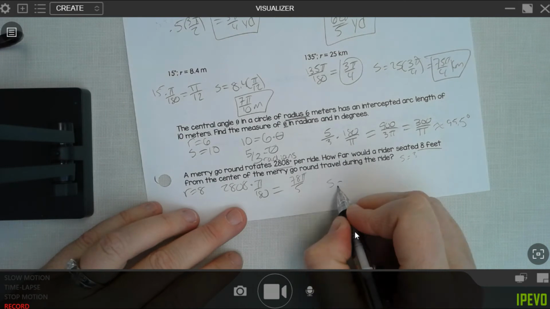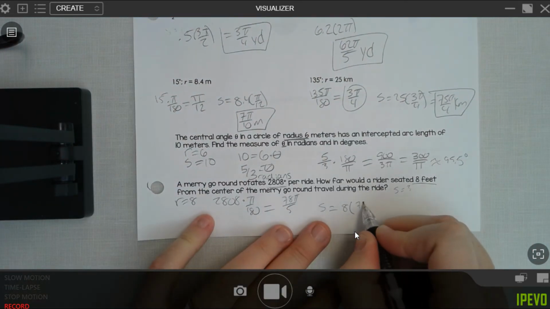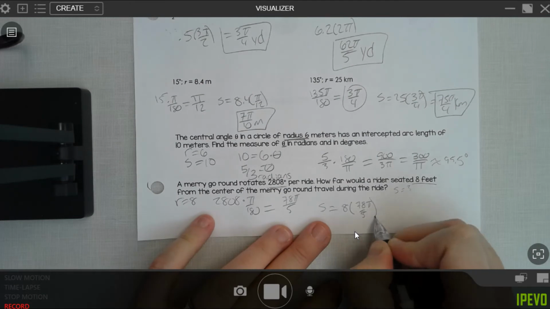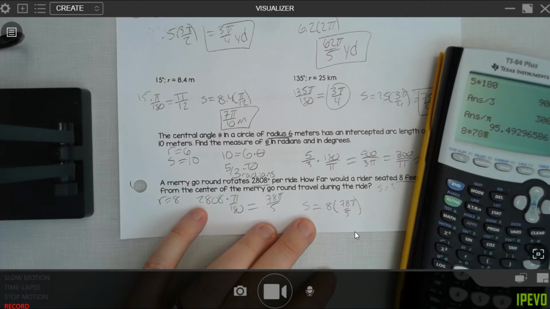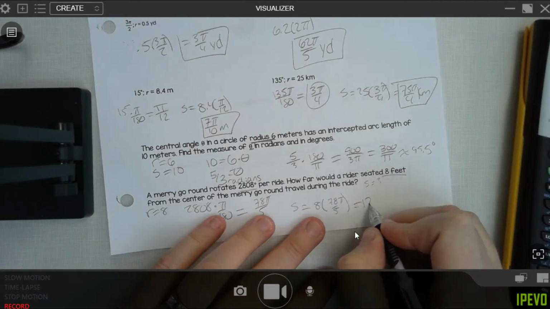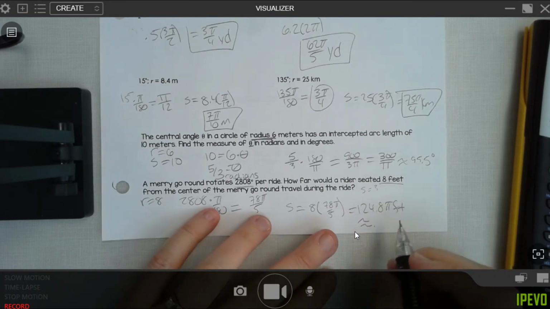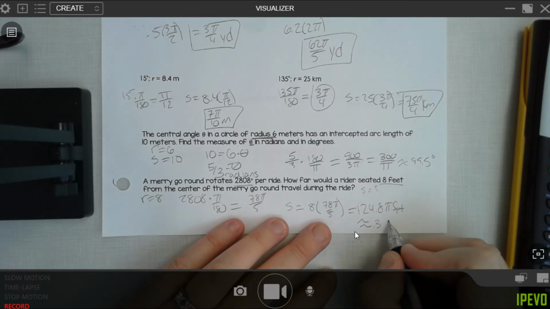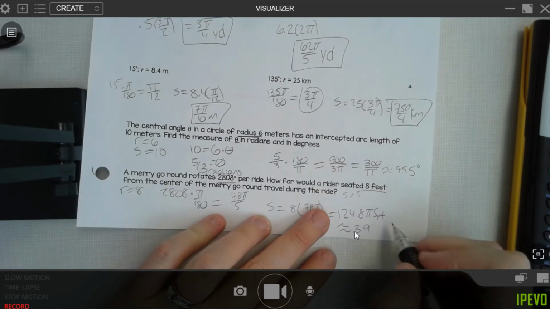So then S would equal r, the radius, times the 78 pi over 5. So we get 8 times 78 divided by 5. So it is exactly 124.8 pi feet. But we wouldn't say that in real life. We would say it's about 392.1 feet.